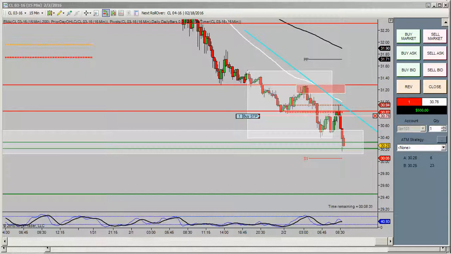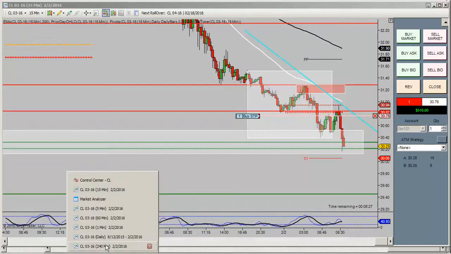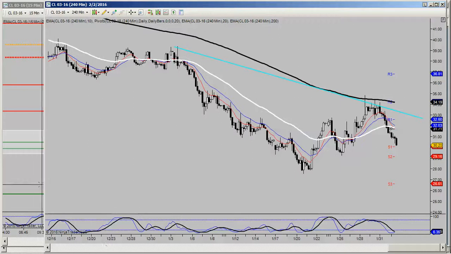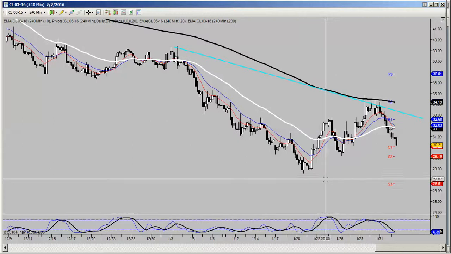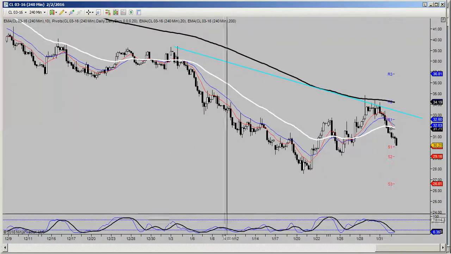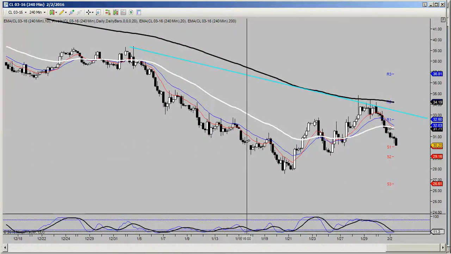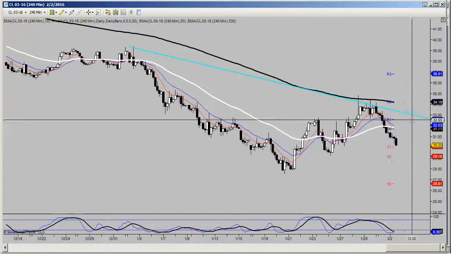Good morning. Just going to set up here. We're going to go back to our 240-minute chart. Each bar is 240 minutes of price action. So right now we are currently in this down bar right here.